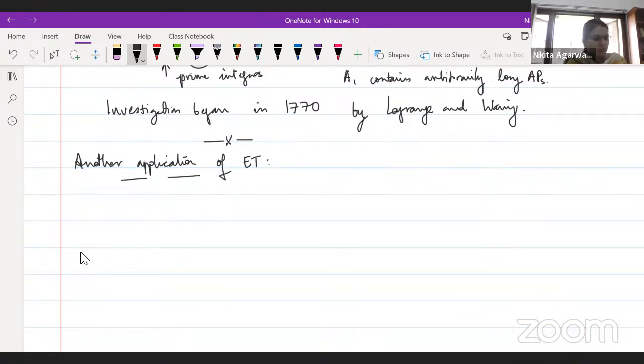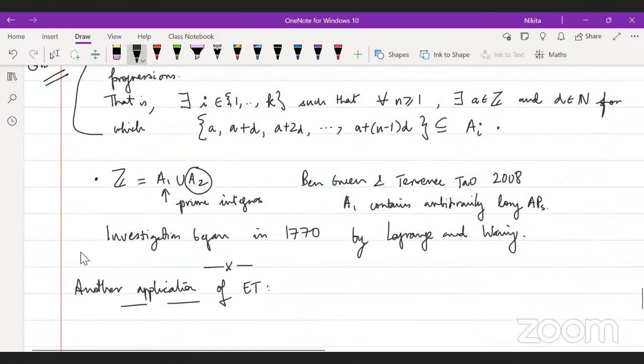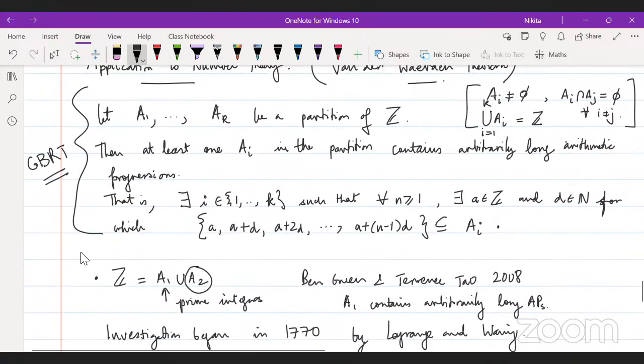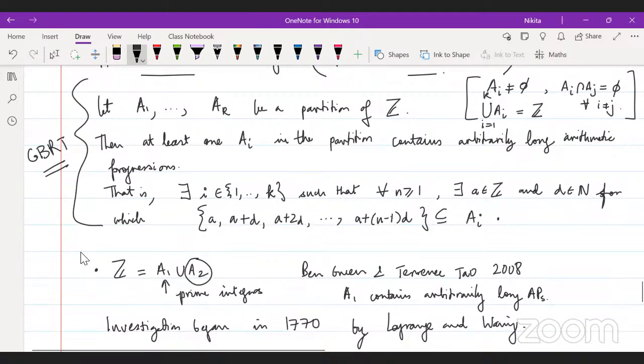Soumya, you have a question? I just had one question. So in the last theorem, is the proof constructive?